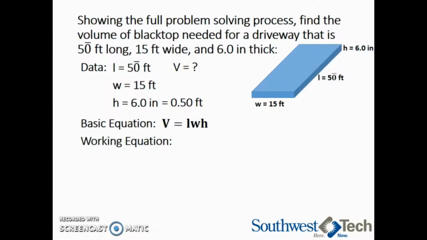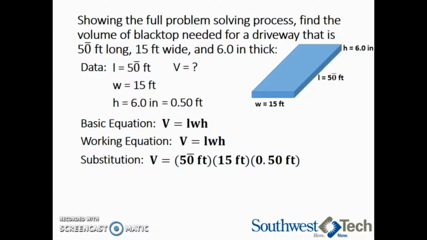For this particular problem, the working equation is the same as the basic equation since we are solving for the volume. We will then substitute all of the data values we know into the working equation in step 7. Don't forget to include the units with your substitutions. We are then left with V is equal to 50 feet multiplied by 15 feet multiplied by 5/10 of a foot. Step 8 is where we type everything into our calculator and hopefully get an answer.